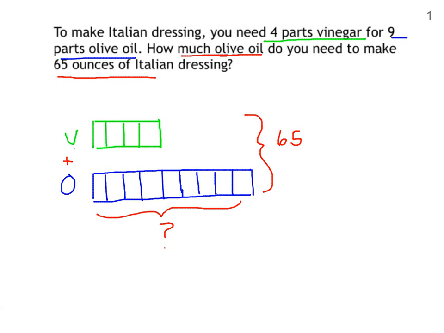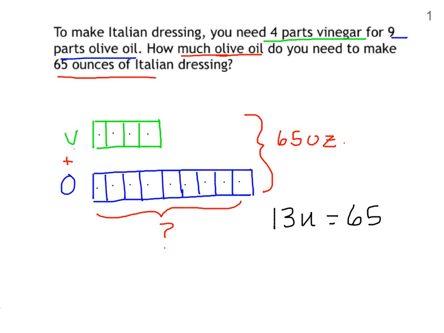Great. Now I'm going to create a really quick and easy algebraic equation. You'll notice that we had 4 parts vinegar and 9 parts olive oil. 4 plus 9 is 13. That's 13 units. And rather than writing units out, I'm going to use the u as a variable. So 13u is equal to 65 ounces. And you know what? I forgot to label this, so I'm going to label this ounces just because that'll help me remember to answer it correctly at the end.